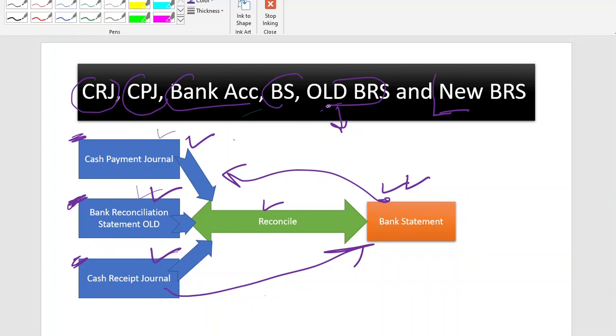That's why you keep the old BRS, so that we can compare it with the bank statement again. You don't compare the new one, because it's the one that you do based on these four books here. Okay, let's go to the next step.